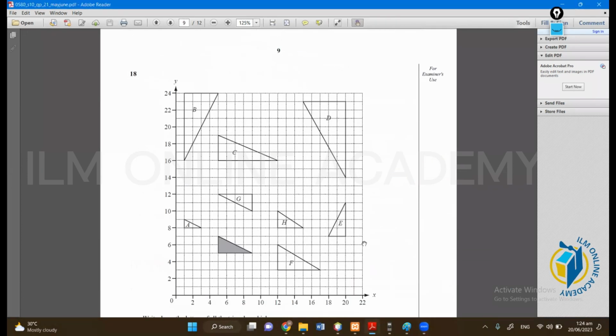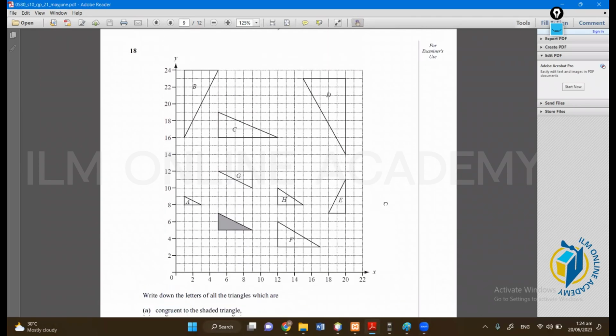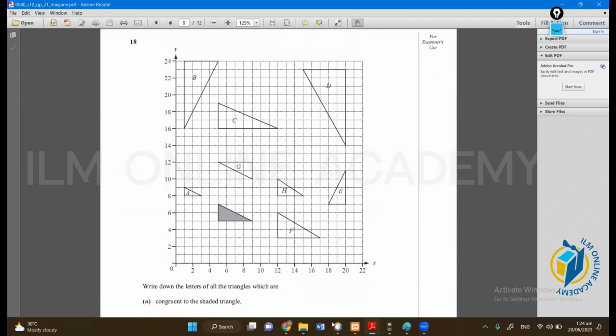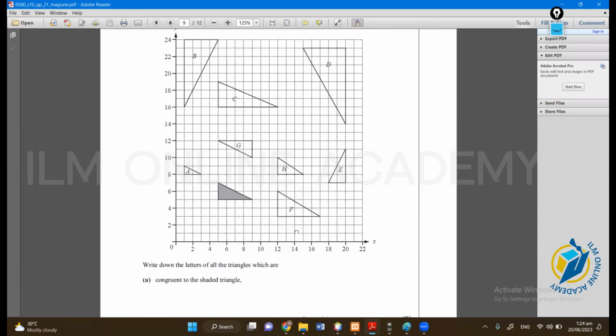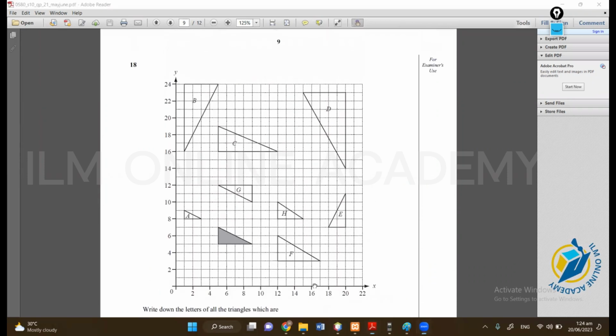Now question number 18. Question number 18 is saying that these are some figures, and you have to write down only the letters of the triangles which are congruent to the shaded triangle. So this is the shaded triangle, right? This is the shaded triangle, and we have to write the triangles which are congruent.